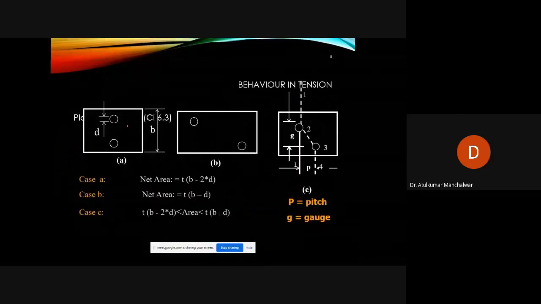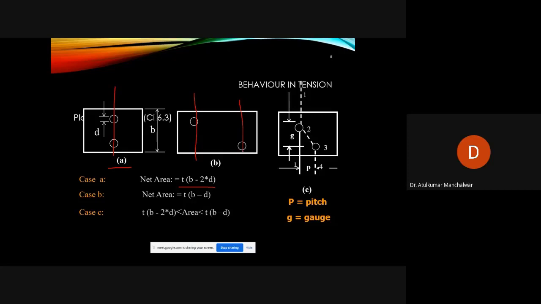Okay, these are the cases of how to calculate the net area if holes are provided in such patterns. If you see case number 1, two holes are provided in one line, so net area will be given by this formula. If both holes are not in one line but have some pitch, net area will be given by this formula. So this is more effective than this. Then it is exactly in this fashion. There is another case provided.